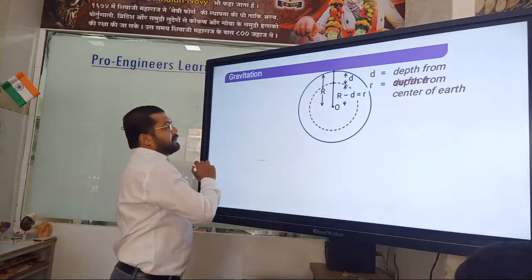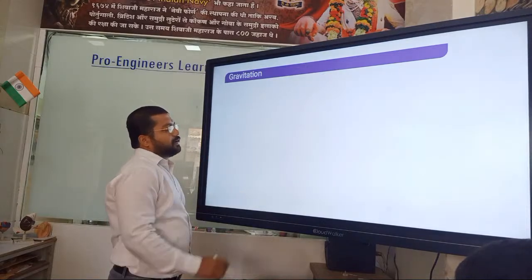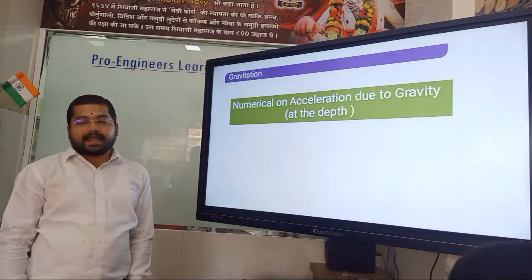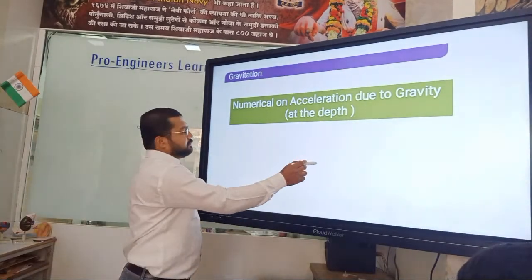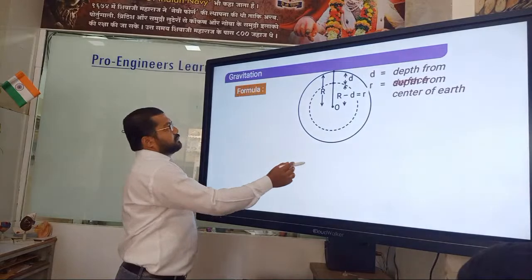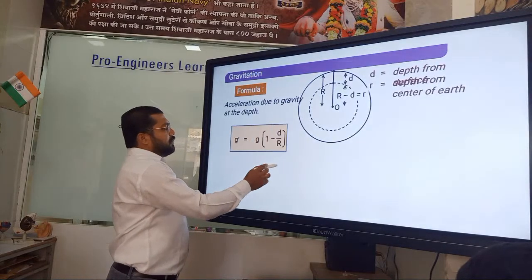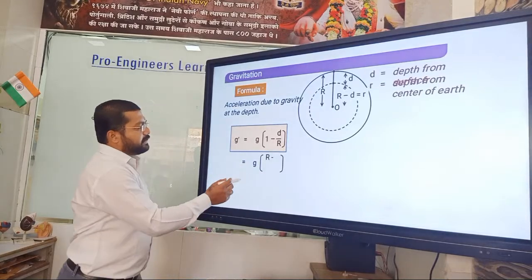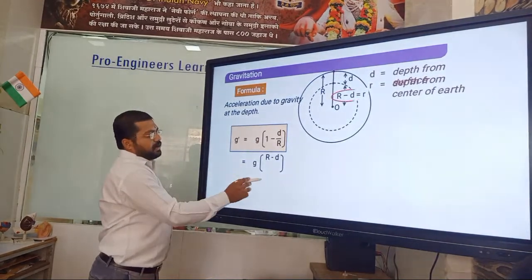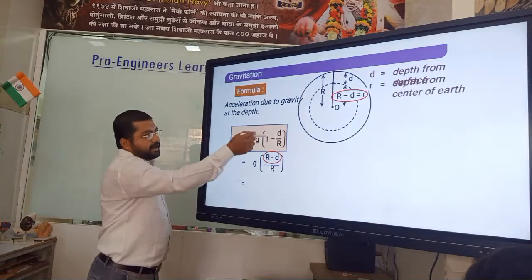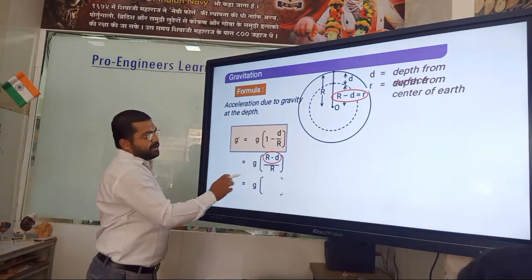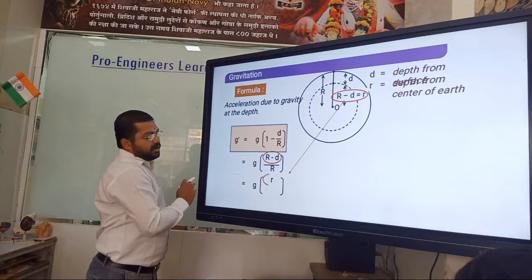Now, numerical on acceleration due to gravity at the depth. So already we have solved one or two examples based on the same. The formula which we have derived is Rd upon R, where Rd is small r. So replacing that Rd by small r upon R.